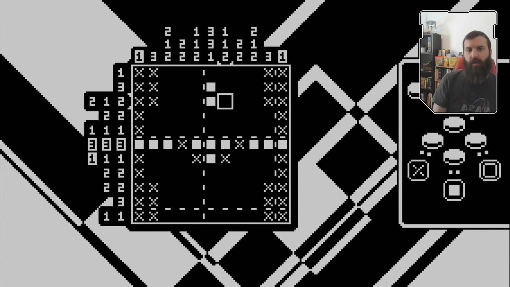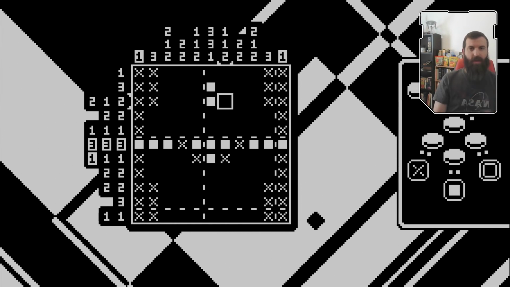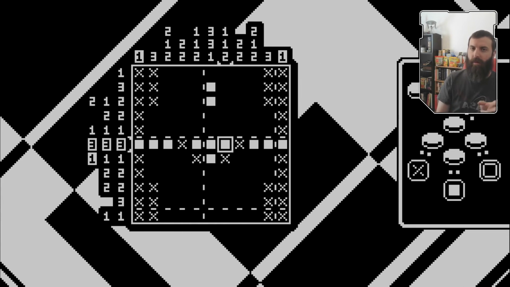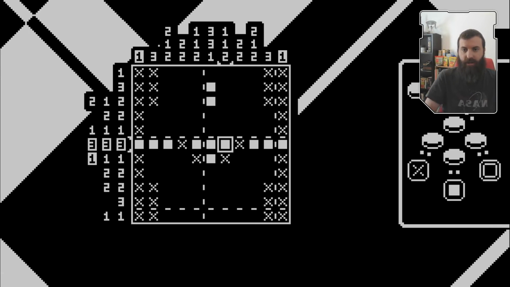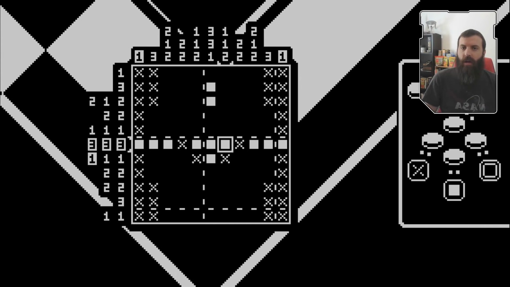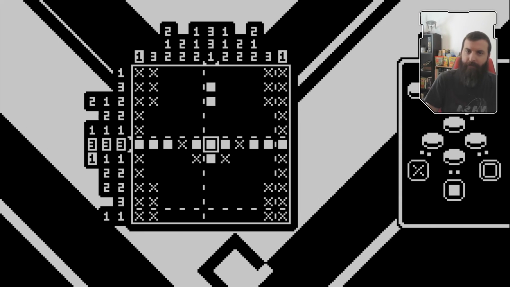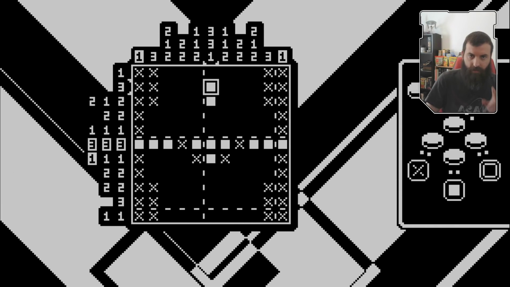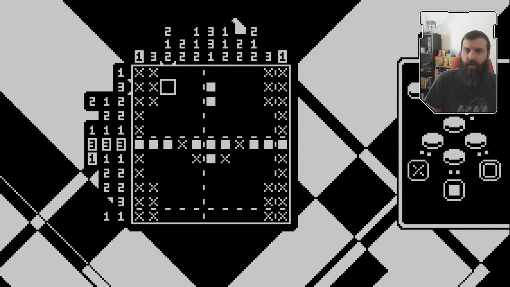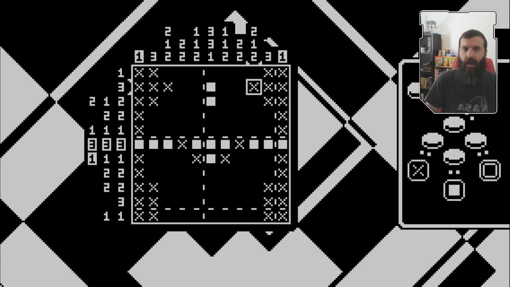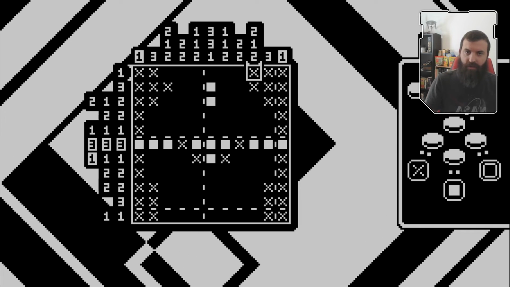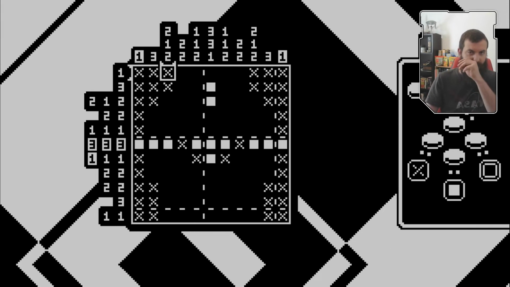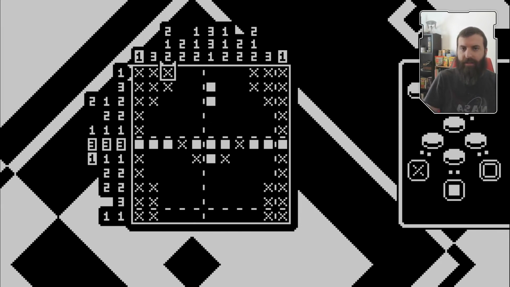2 space 1 space 1. We don't know yet if this pixel is standalone or part of that 1, 1, 2, but either way, we'll figure it out eventually. Given that this is filled in, we know that the 3 can't reach to here or here, which tells us, all right, this vertical 2 can't fit in here nor here. That's good news.